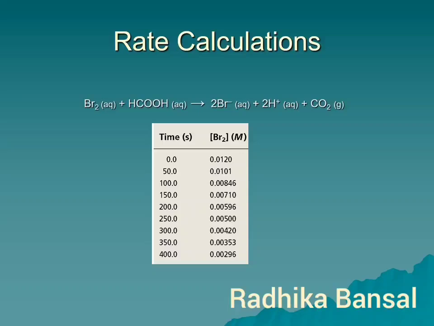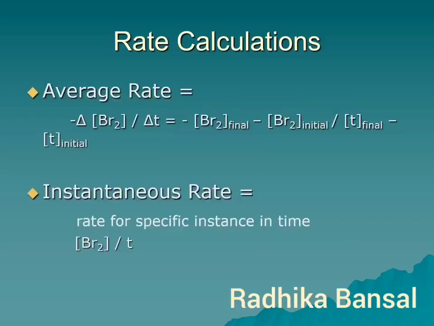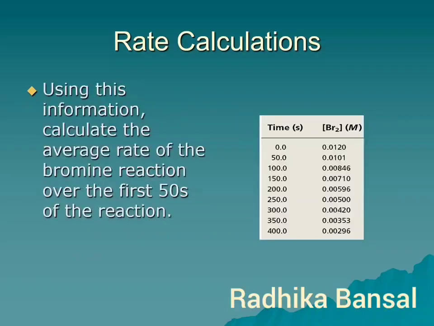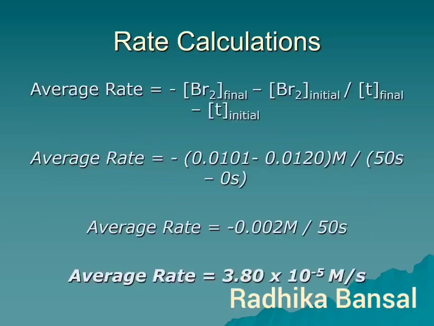What is happening here? Formic acid is oxidized to CO2, losing electrons. Bromine is reduced to bromide ions, gaining electrons. So rate of reaction refers to how fast the reactants are converted into products. The average rate of reaction is the change in concentration with respect to a specific time interval, and the instantaneous rate of reaction is the rate of change of concentration of any of the reactants or products at that particular instant of time.